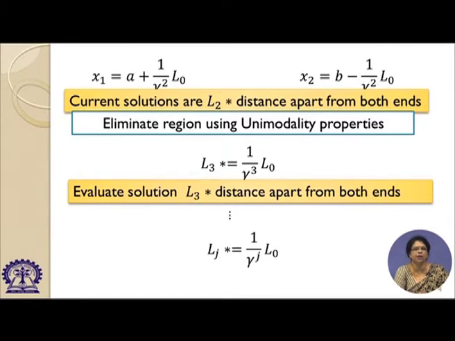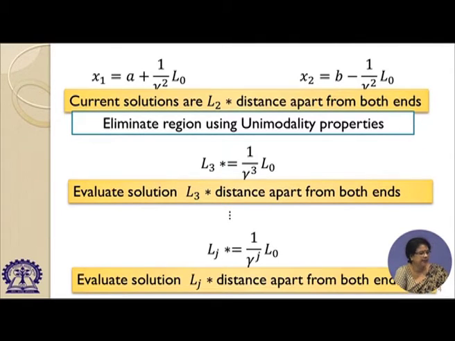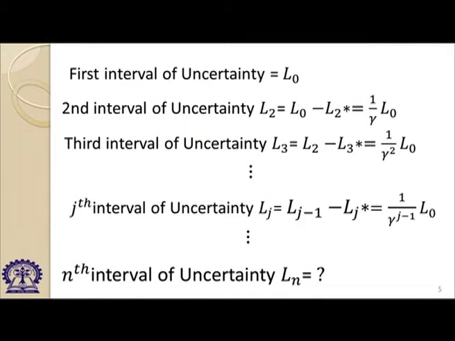How long will we go? As I said, in the golden section method the number of experiments depends on the convergence criteria. If we proceed in this way, at the jth experiment Lj star will be considered. That is the pattern of the golden section method, and we will take 2 points again, that is Lj star distant apart from both the ends. In this way we will proceed. Okay, that is the golden section method.